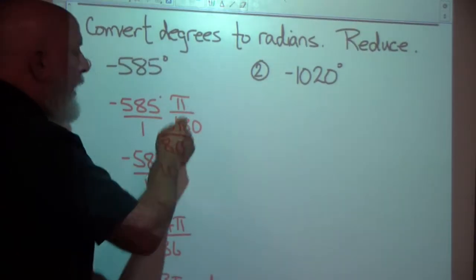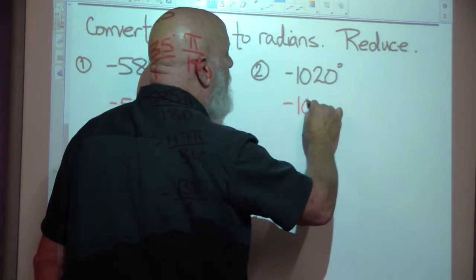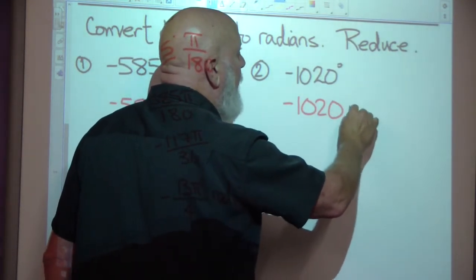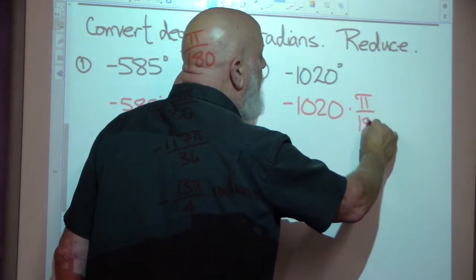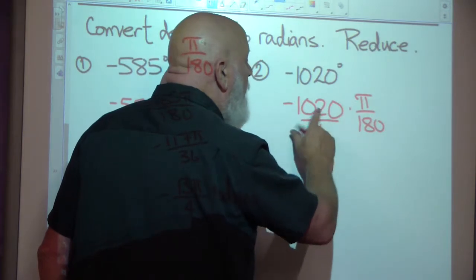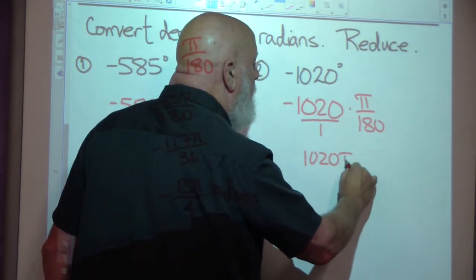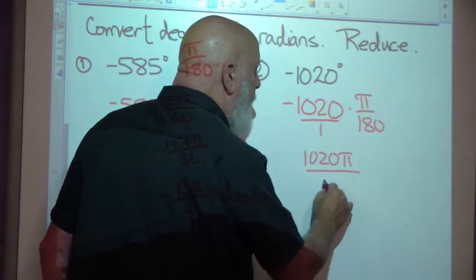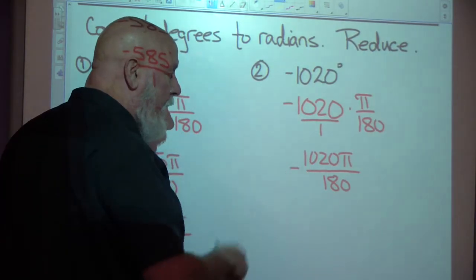Negative 1020 degrees. I want to change it to radians, so I'm going to multiply by pi over 180. If I think of this as being over 1, I can say, well, that's 1020 pi over 1 times 180 is 180. And this will remain negative. If one of them is negative, the entire thing is negative.